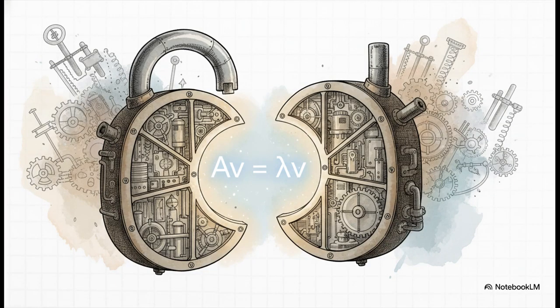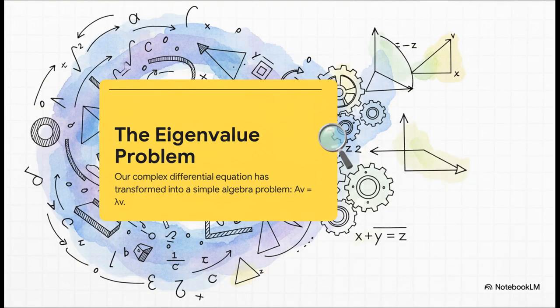All that calculus, the derivatives, the functions of time, it's all gone. We are left with this beautifully simple, purely algebraic equation. A times v equals lambda times v. Now, if this is ringing a bell from your linear algebra class, it absolutely should. This is the eigenvalue problem. Our incredible guess worked because it turned a nasty differential equation into a straightforward algebra problem. This is huge. It means if we can find the eigenvalues and eigenvectors of our matrix A, we've basically found the solutions to our system.